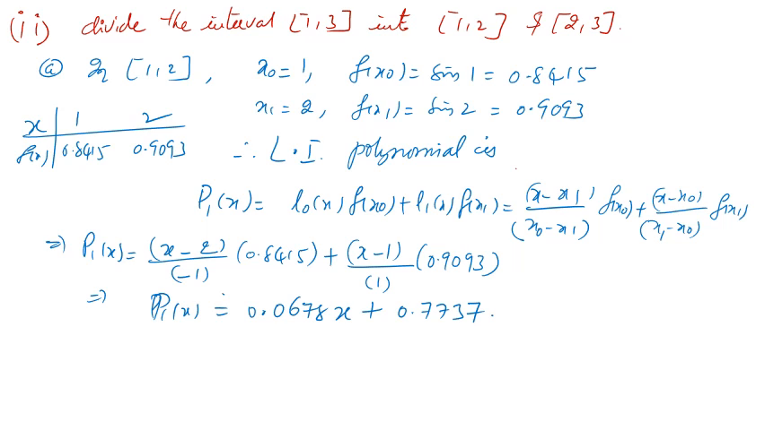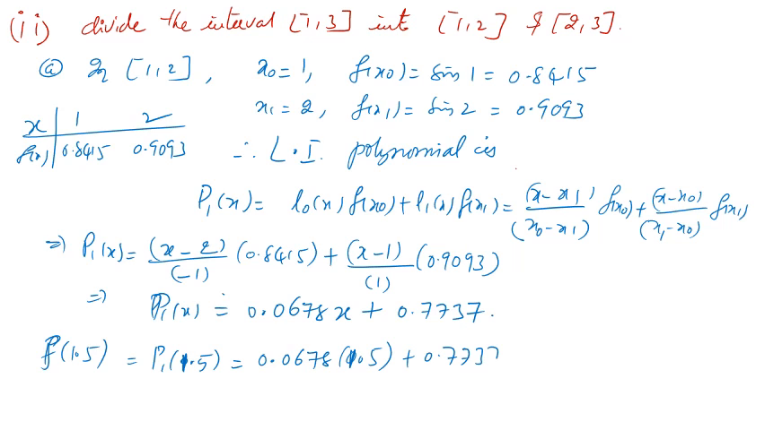After simplification, the linear interpolating polynomial is P1(x) = 0.0678x + 0.7737. Let me find directly f of 1.5, which is P of 1.5 = 0.0678 times 1.5 plus 0.7737, and this value is 0.8754. Here 1.5 belongs to the interval 1 comma 2. 2.5 does not belong to 1 comma 2, so don't calculate it here.